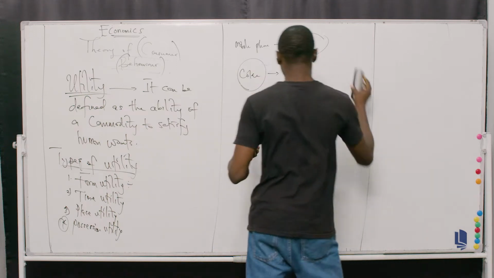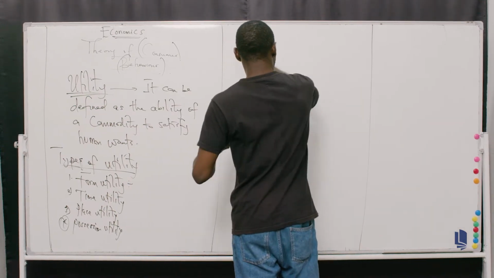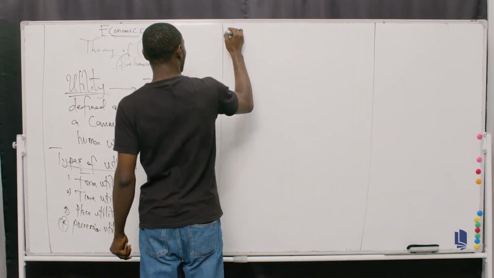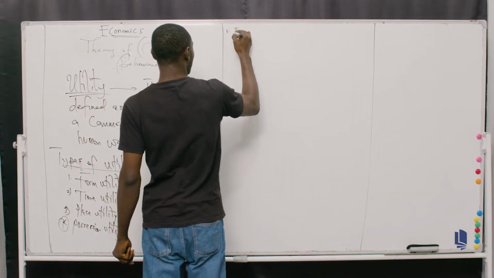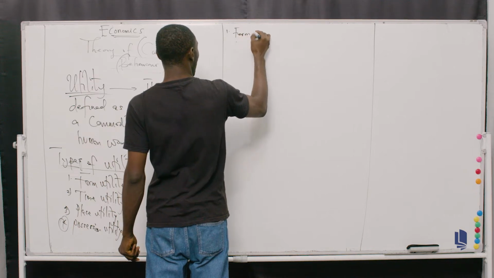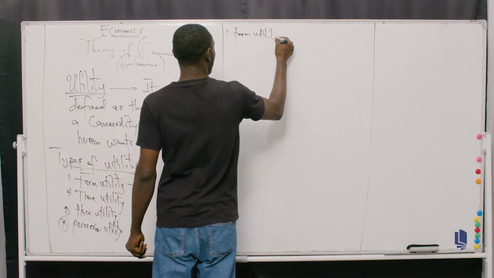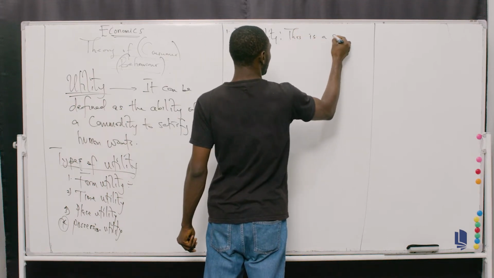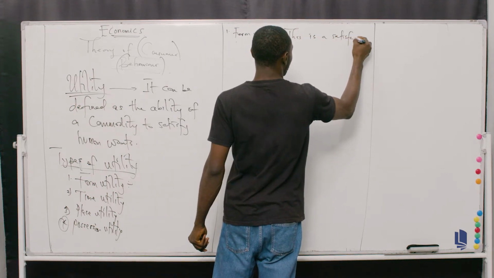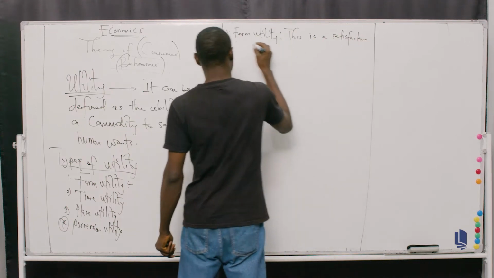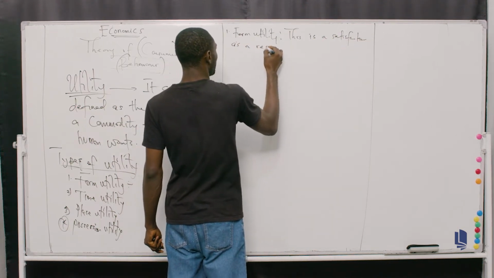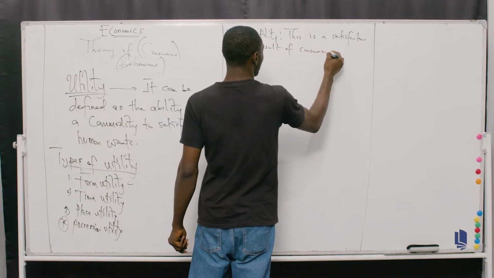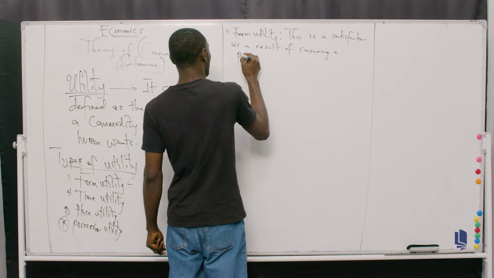Now, let's give a brief definition to form utility. So for number one, let's define it. Form utility is satisfaction derived as a result of consuming a particular commodity.